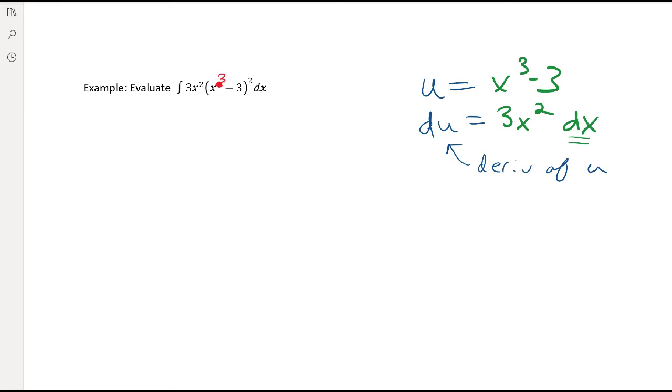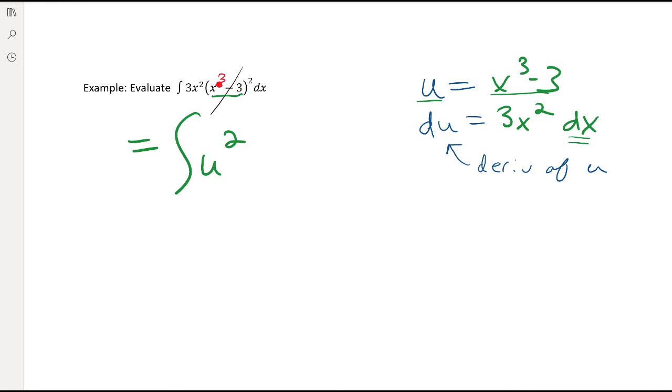Okay? So what does the substitution look like? We still have our integral symbol. We have not integrated. But what our substitution tells us is that everywhere we see an x cubed minus 3, we're going to rename it as a u. So everywhere there's an x cubed minus 3, I'm going to call it u. Well, in our integrand, it's u, but it's going to be raised to the second power because that x cubed minus 3 was raised to the second power. So now it becomes u to the second power.